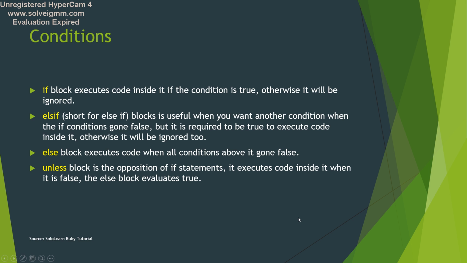Condition. The if block executes code inside if the condition is true, otherwise it will be ignored. The else if block is useful when you want another condition when the if condition has gone false, but it is required to be true to execute the code inside it. Otherwise it will be ignored too. The else block executes code when all the conditions above it have gone false. The unless block is the opposite of if statements. It executes the code inside it when the condition is false. The else block is evaluated when it becomes true.